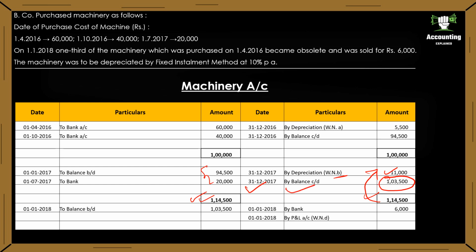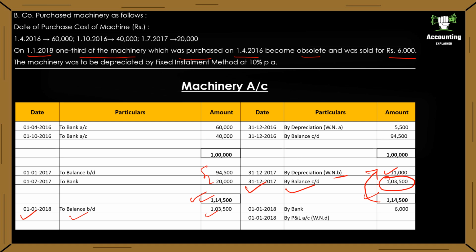This 1,03,500 has to be taken to the next year, to the debit side. On 1/1/2018, to balance brought down 1,03,500. In 2018, there is only one transaction. See here, on 1/1/2018, 1/3 of the machinery which was purchased on 1/4/2016 became obsolete and was sold for rupees 6,000.